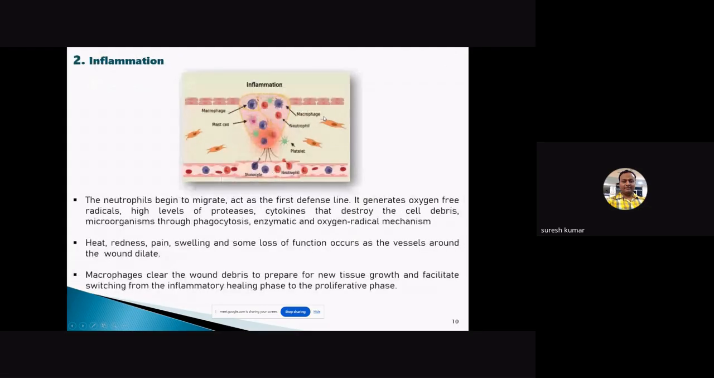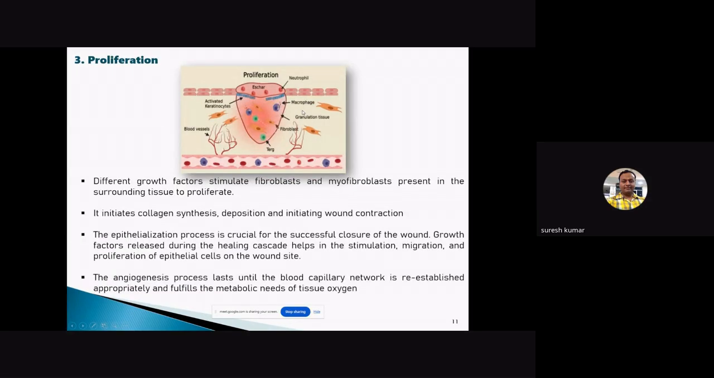The second step, inflammation, is a first-line defense system. It generates free radicals, high levels of proteases, enzymes, and cytokines that destroy cell debris and microorganisms through the phagocytosis process. Heat, redness, pain, swelling, and some loss of function occur as the vessels around the wound dilate. Macrophages play an important role, clearing the wound debris to prepare for new tissue formation and facilitating the transition to the next phase, the proliferation phase.